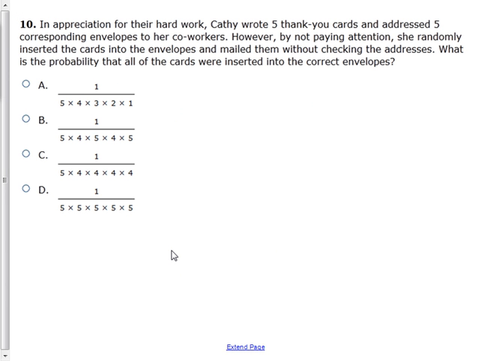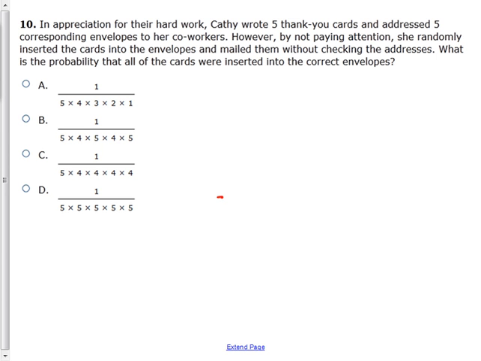All right, in appreciation for the hard work, Kathy wrote 5 thank you cards and addressed 5 corresponding envelopes to her co-workers. However, by not paying attention, she randomly inserted the cards into envelopes and mailed them without checking the addresses. So what is the probability that all the cards were inserted into the correct envelopes? Okay, kind of a funny situation here, I guess.